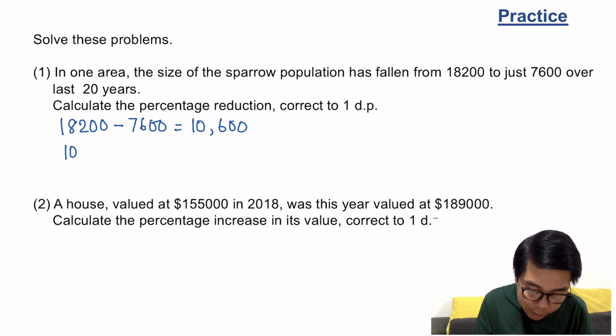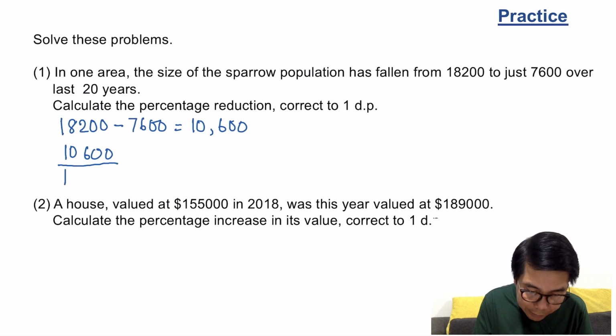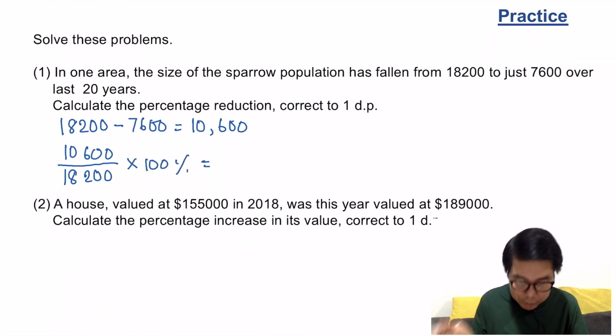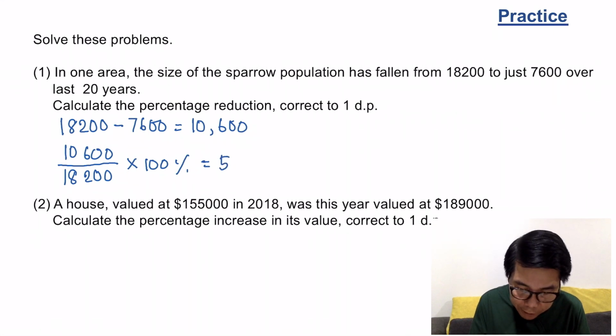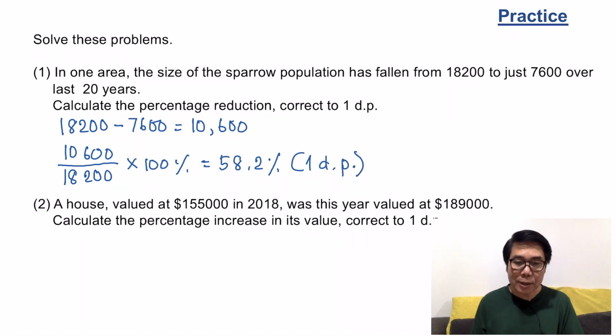Then we get the fraction: 10,600 divided by, originally, 18,200 sparrows, times 100%. If you do it in your calculator, it gives us 58.2%. This one again is in one decimal place. Let's proceed to the next one.